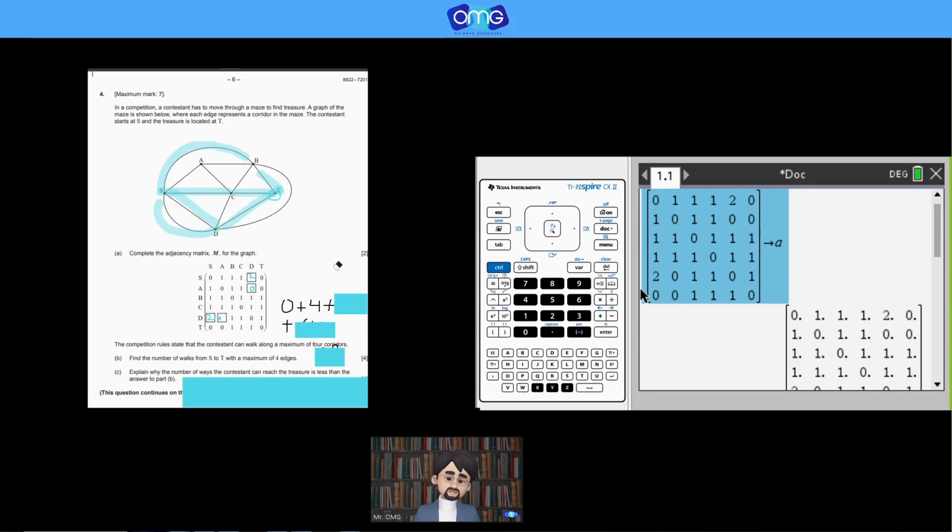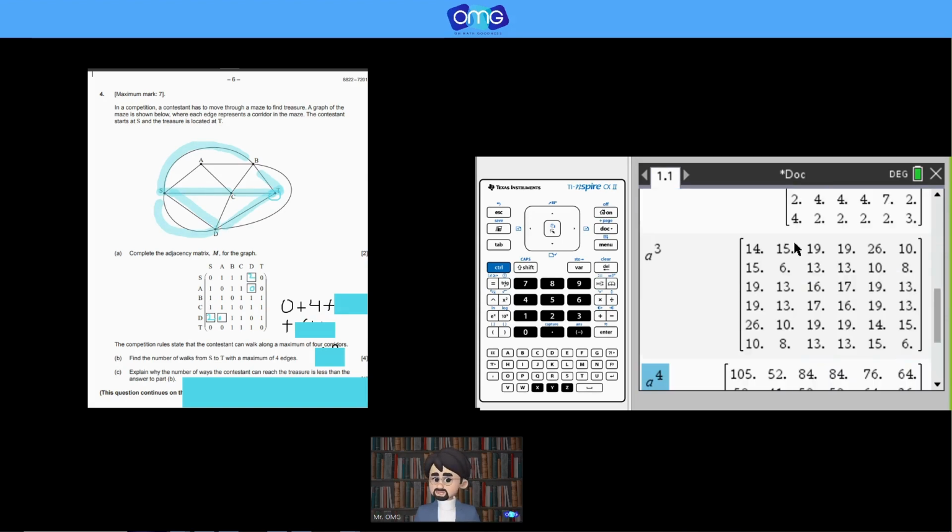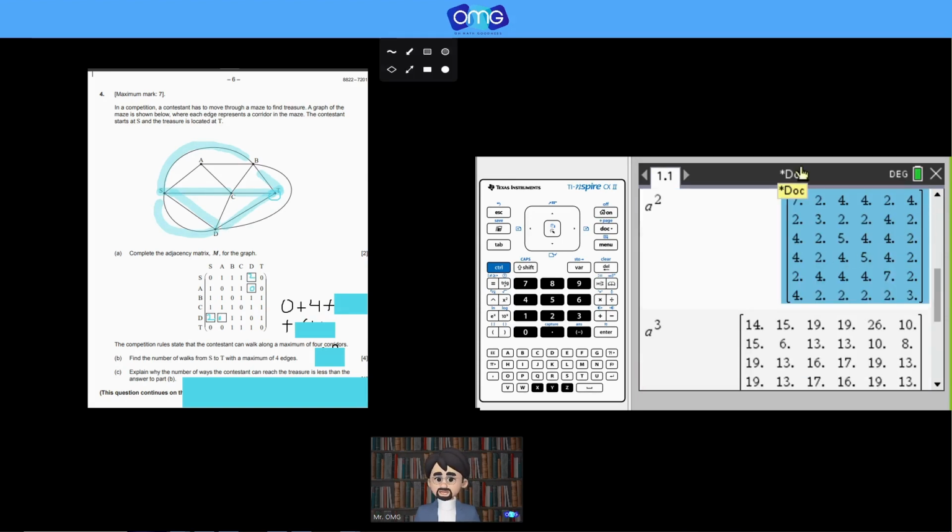We can use a matrix with that, which is A to the power of 2 here, which is 4. Can you see that? How about 3 edges? For 3 edges we also use the matrix again.